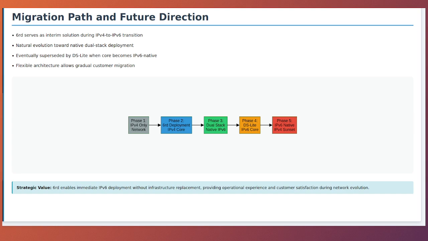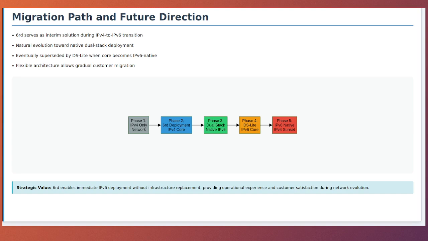6RD becomes attractive once there is management commitment to IPv6 but the core network is still IPv4 based. It provides real, production-quality IPv6 service to customers without requiring a complete infrastructure overhaul. This allows the ISP to gain operational experience with IPv6, satisfy customer demand for IPv6 connectivity, and generate business justification for future investments. The natural evolution is from 6RD toward native dual-stack deployment.